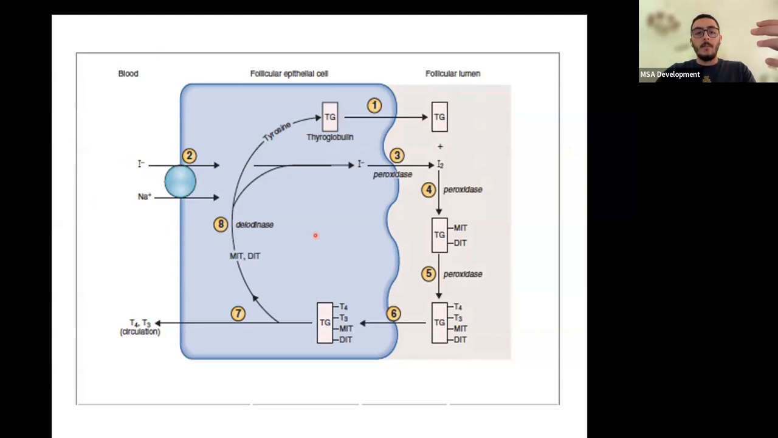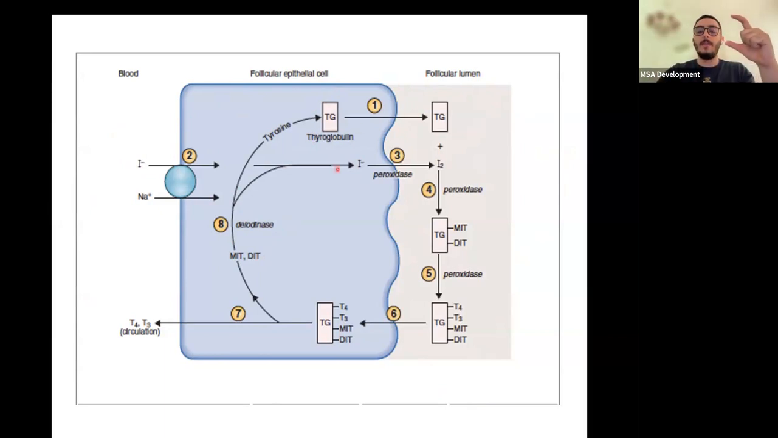Before I continue this step, I want to make sure that you understand what we are looking at. You need to be oriented. This is the follicular lumen, this is the follicular epithelial cell, and this is the blood or the plasma. So the follicular epithelial cell, you know how there was the follicle, and inside the follicle there is the follicular lumen or the follicular cavity.